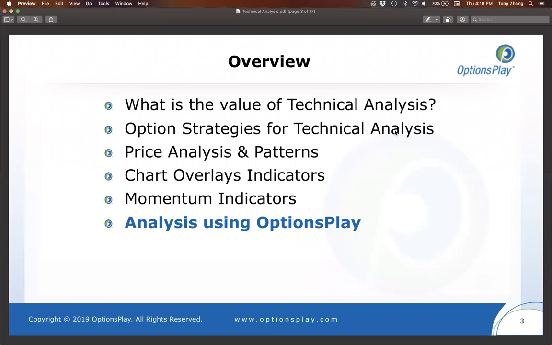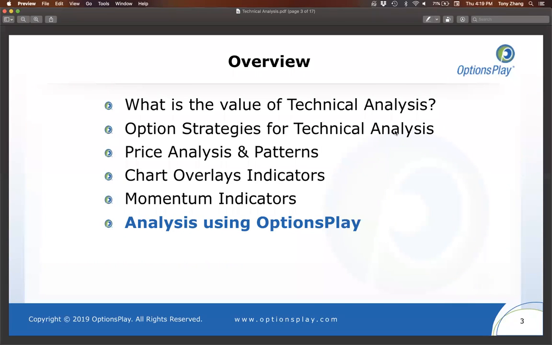So bullish, bearish, and neutral views, because those are predominantly the 3 different outcomes that you would typically find when you use technical analysis. Once we define the option strategies, we'll go through different forms of technical analysis. Like I said, today I'll cover broad categories, and this is by no means an exhaustive list of technical strategies, but it does cover the broad categories. So we'll look at price analysis and patterns, we'll look at chart overlays like moving averages and Bollinger bands, and then lastly we'll look at momentum indicators like RSI or stochastics or MACD that many of you like to use.